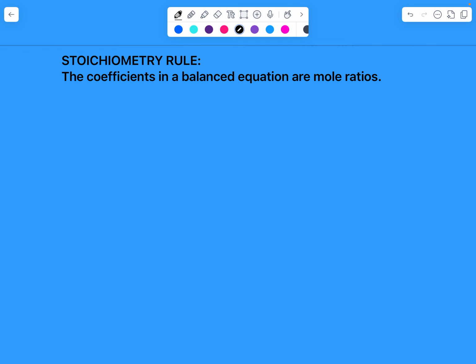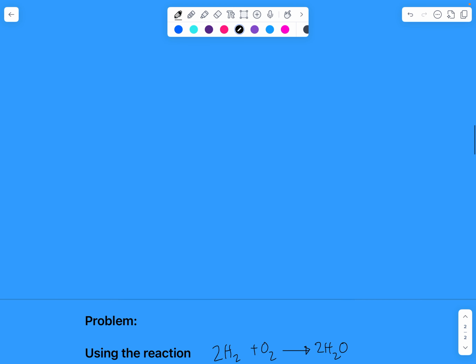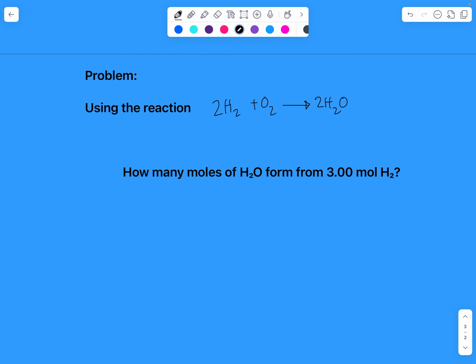Alright. So the stoichiometry rule is that the coefficients in a balanced equation are mole ratios. Stoichiometry always starts with the balanced chemical equation. So let's do an example. Using the reaction 2H2 plus O2 is going to form 2 H2O. And the question is, how many moles of water form from 3 moles of H2?